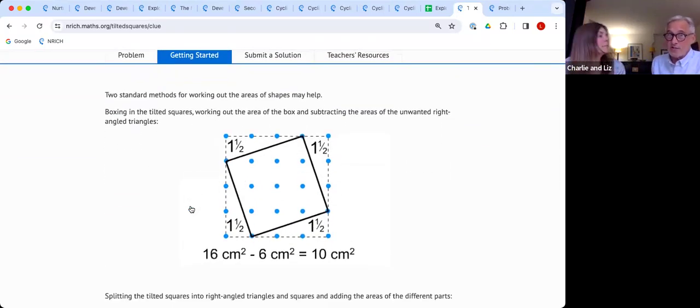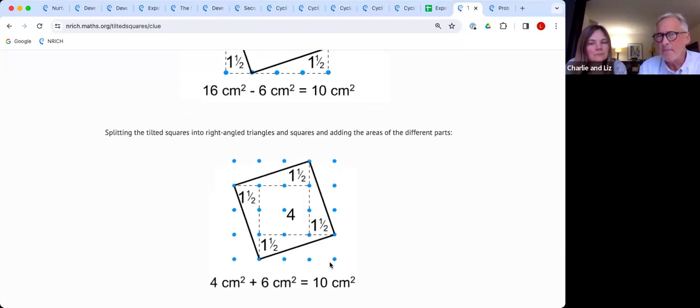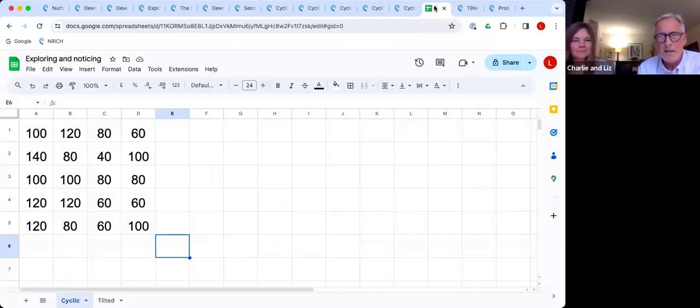Yes. And in the getting started section of tilted squares, we've offered two suggestions. One is that students can box a tilted square, work out the area of the box, take away the areas of the triangles that are not needed. So in this case, this square, to get from one vertex to the next one, you go three across and one up, and you box it in with a 4x4 square, take away the four triangles, so you end up with an area of 10. But you could just as easily split it up like this. Yeah, so a smaller square in the middle.